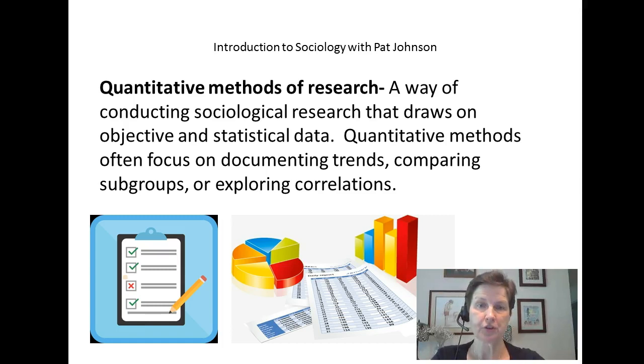So if you were doing a survey and counting up how many people feel a certain way about something, you would be doing a quantitative survey. If you were doing a correlation and finding how two different variables are related to each other using a statistical formula, again, you would be doing a quantitative method of research. These are very objective types of research, and there's a whole host of statistical tests that can be done to either validate or to dismiss the researcher's hypotheses.